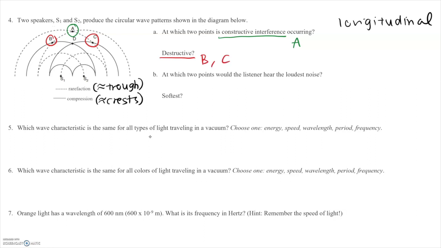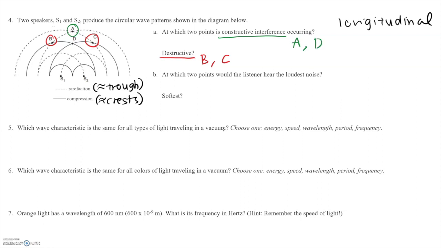Finally, we have point D. Point D, we have two solid lines that are passing through point D, and these represent compression. Since we have two compressions passing through each other, that is going to be an example of constructive interference. So let's move on to B.